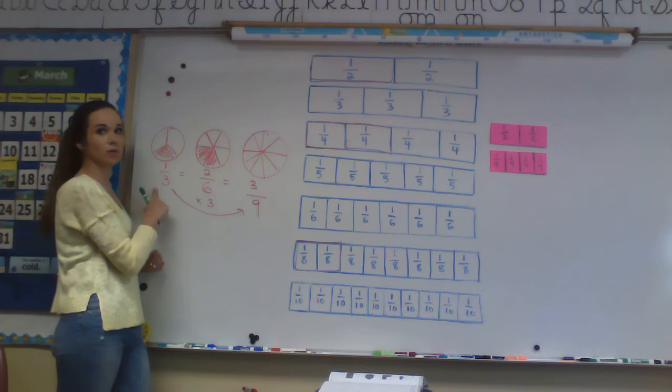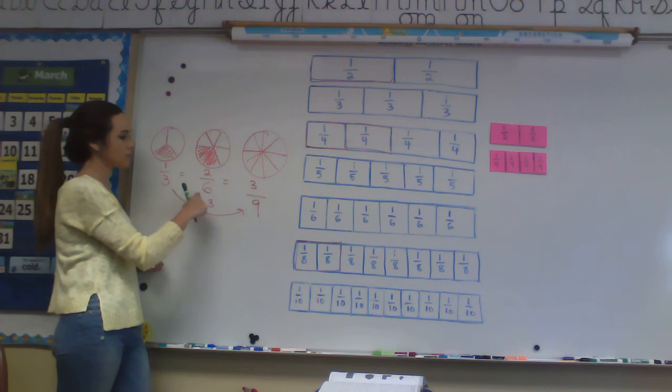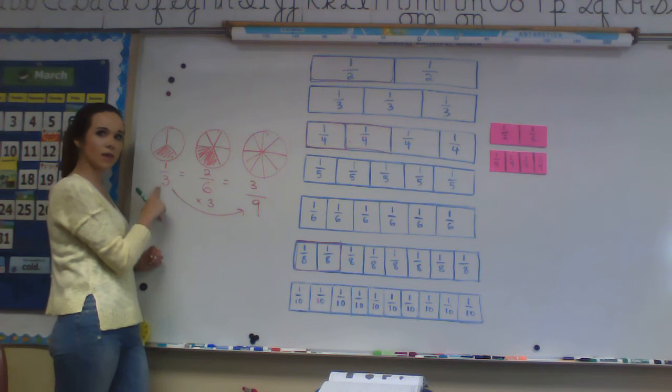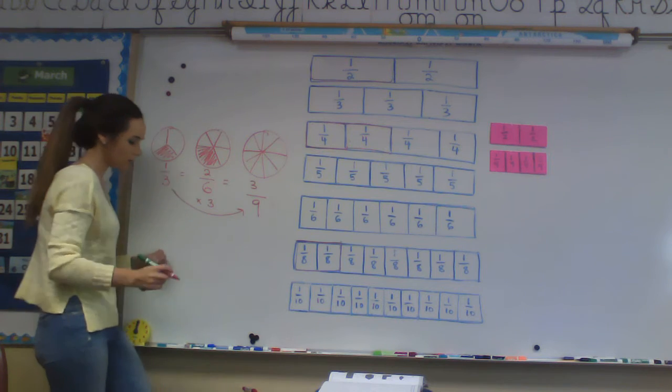So 1/3 equals 2/6, and 2/6 is equivalent to 3/9. So that is how you would do that problem. But you would always use that first number and use your magic number to find the equivalent fraction.